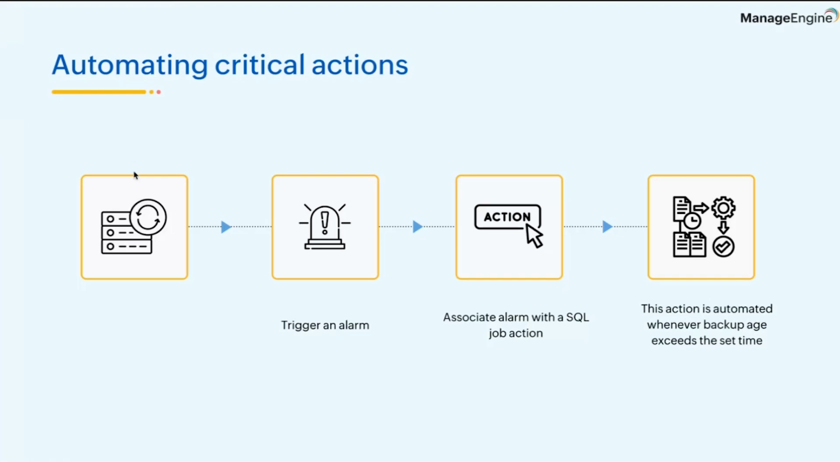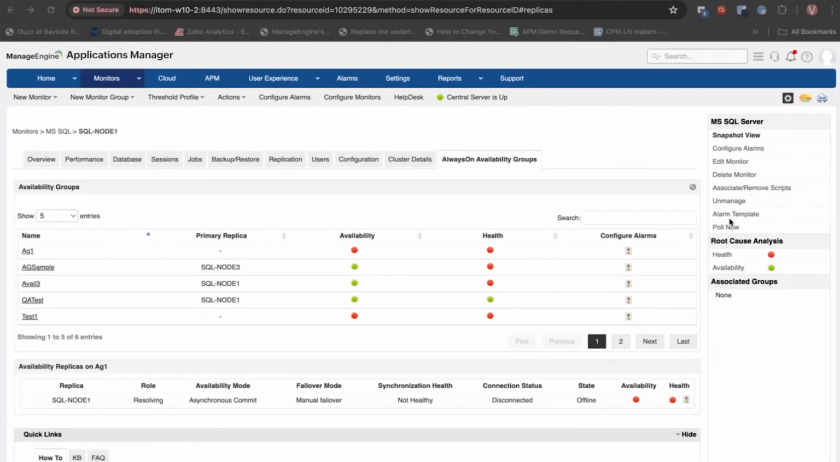So this is your SQL server. You trigger an alarm, associate the alarm with an SQL job action, and this action is automated whenever the backup age is exceeded. We will see the same in the demo also.